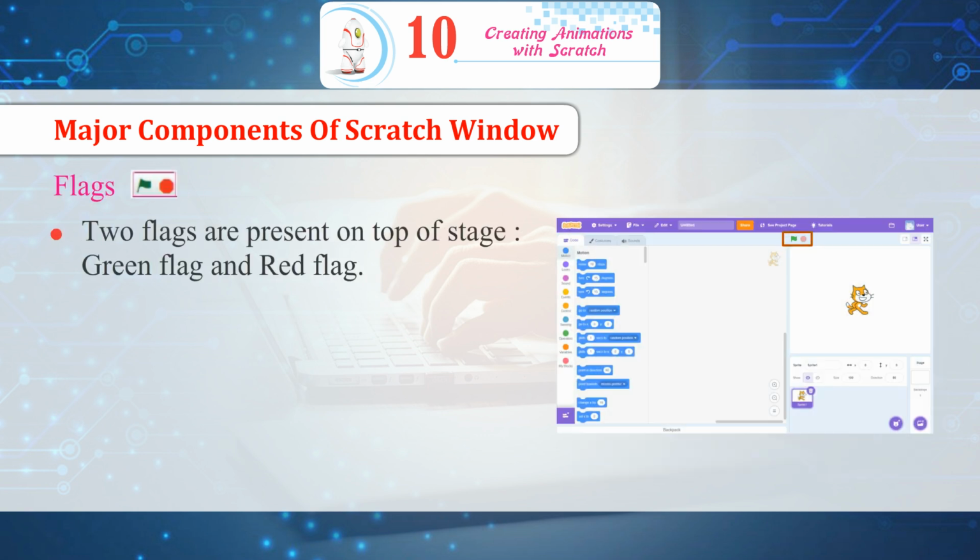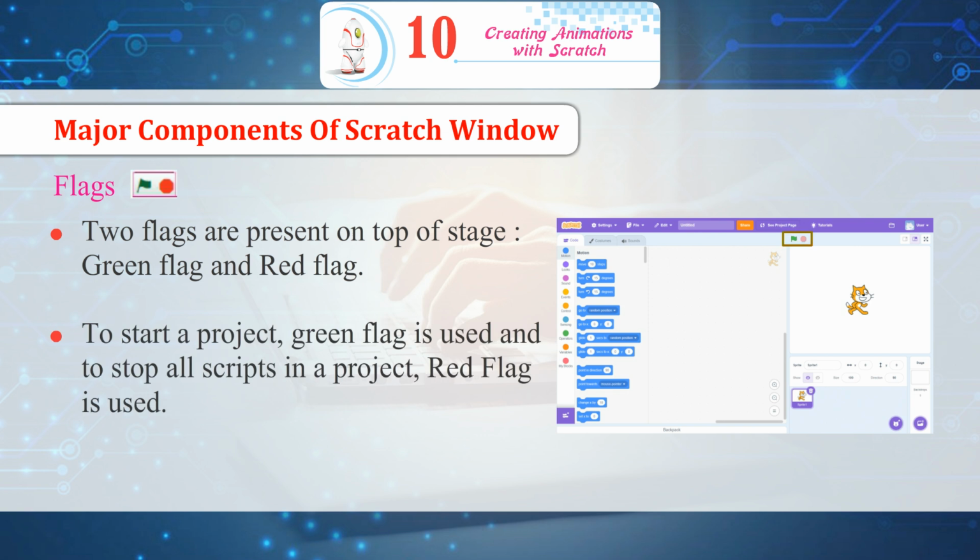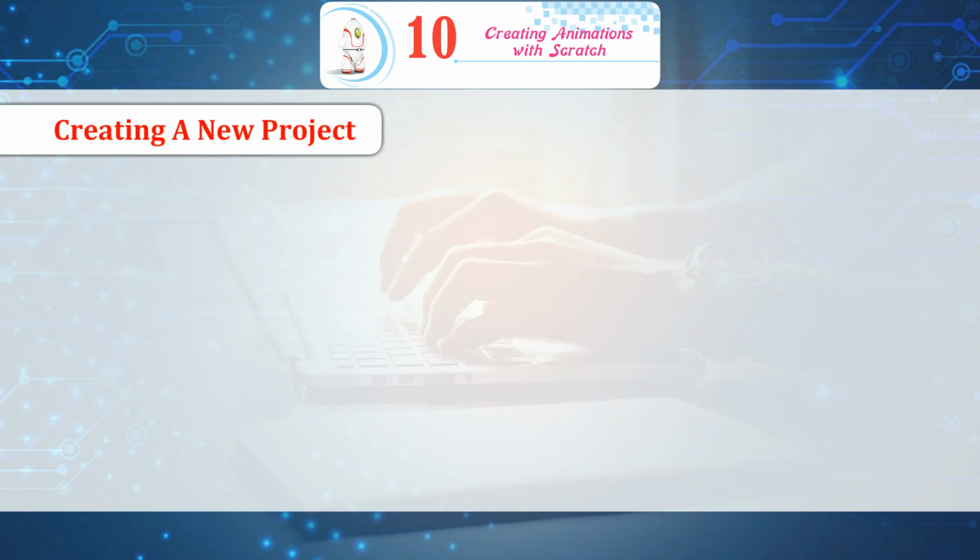Flags. 2 flags are present on top of stage, green flag and red flag. To start a project, green flag is used and to stop all scripts in the project, red flag is used.